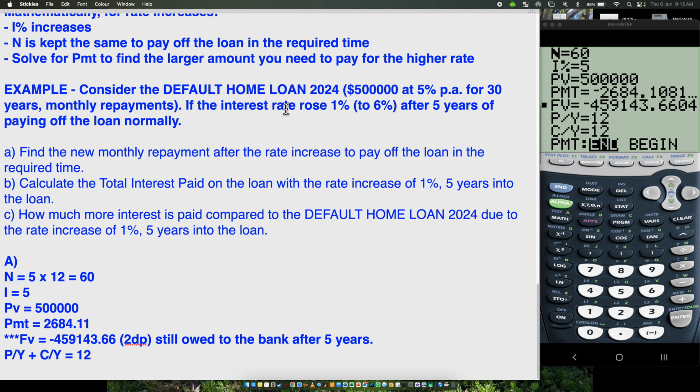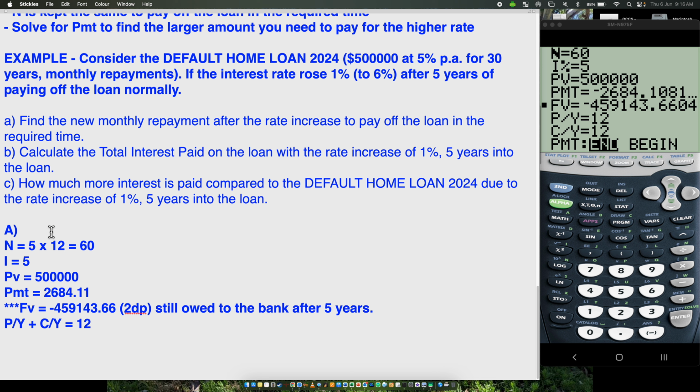Why do I have to work that out? Because now we could name this section "paying normally for 5 years." If I wanted to do a subtitle for the remainder, what little title could I give it? How much is the interest rate going up? 1%. So, interest rate to 6%.